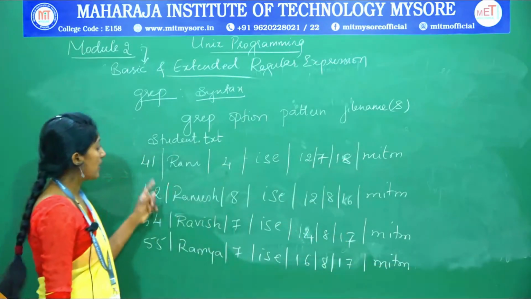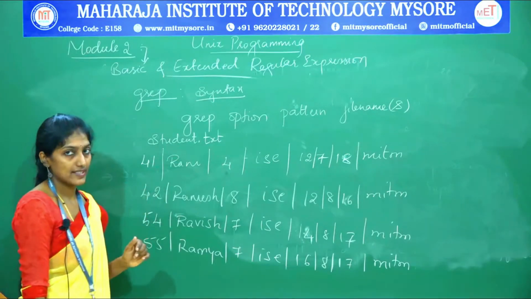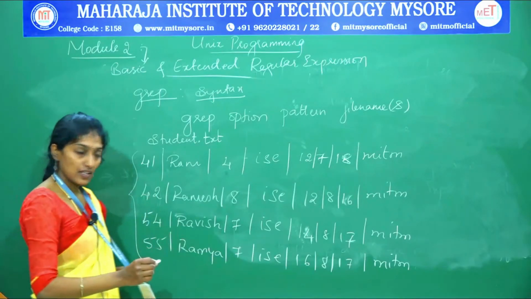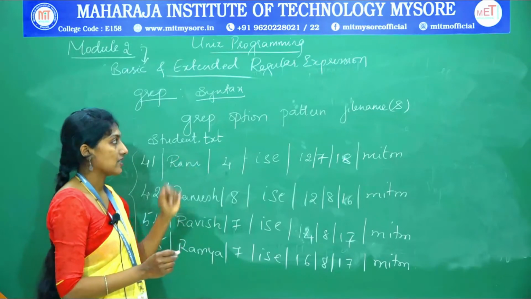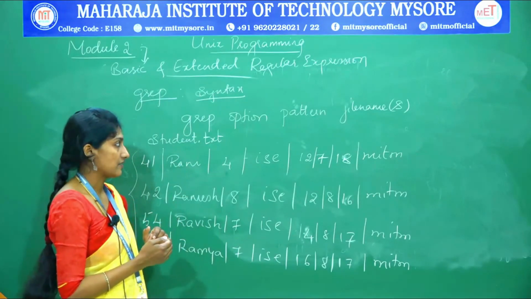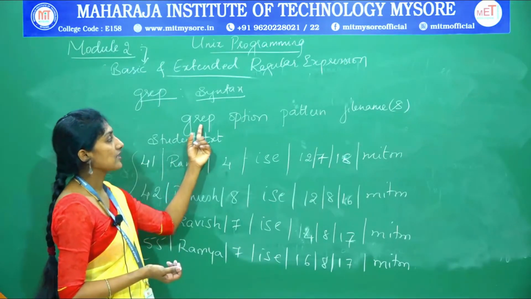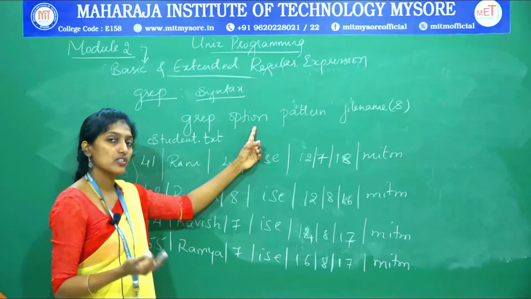Okay. Assume this is the content in the student.txt file. So, in the student.txt file I have this content associated with it. Now, I have to search for a pattern from this student.txt file. So, how do I search that? You can search that by using the grep command. So, grep option, as I said, is optional.